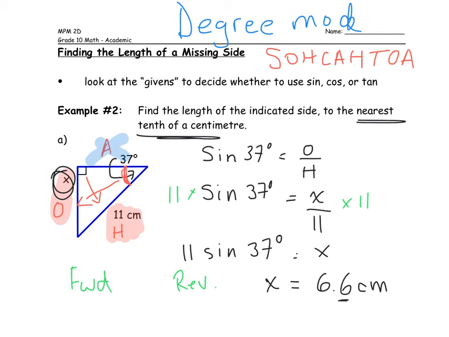You might actually have to type in instead the 37 first. So then 37, and then sine.